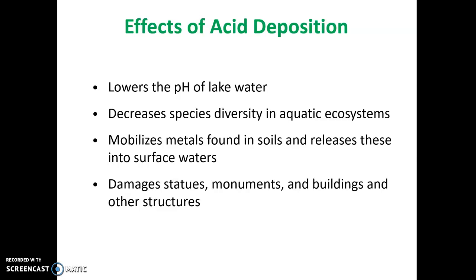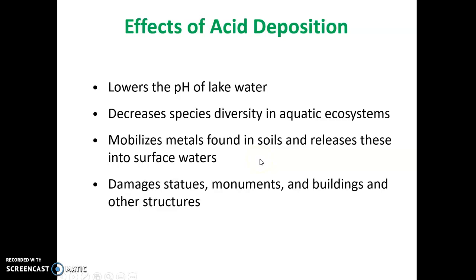Secondly, it decreases the species diversity in aquatic ecosystems. Aquatic meaning watery ecosystems. That's because only certain species can live in a variety of pHs, others cannot. Not just fish, but here we're talking about all types of species in a particular aquatic ecosystem. And so those that cannot survive more acidic water will not survive.